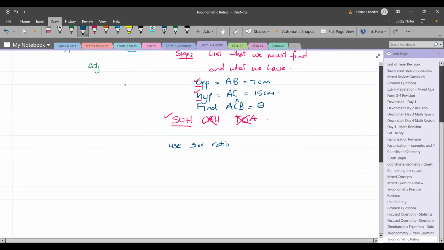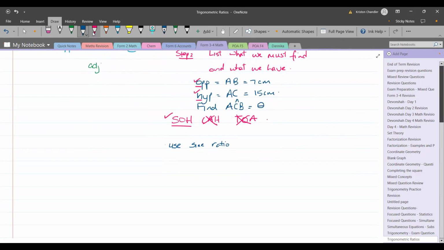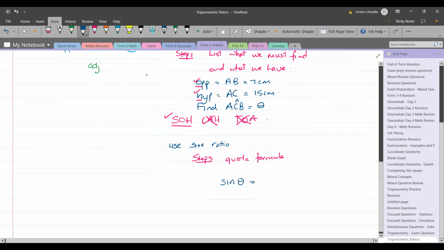And the formula, that's my next step, put a formula. Will be sine theta, which is the angle, is equal to opposite over hypotenuse. Step 4, we're going to substitute our known values.